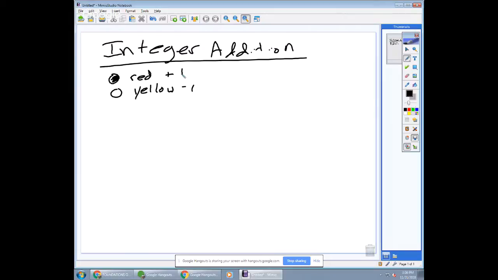And the other catch about the integers is we have two ways to show 0. 0 could be nothing, or 0 could be the combination of a red and a yellow together. So that is another way to show 0.